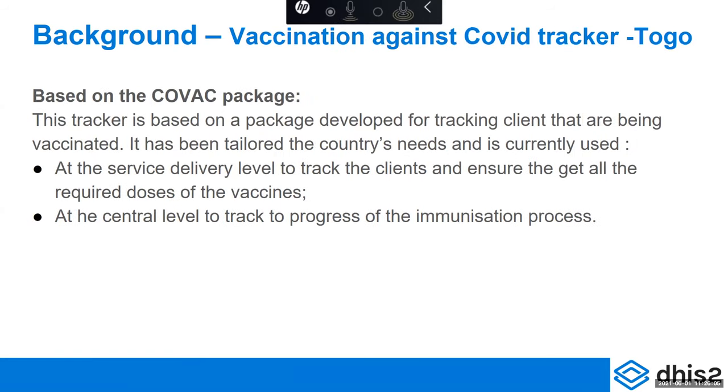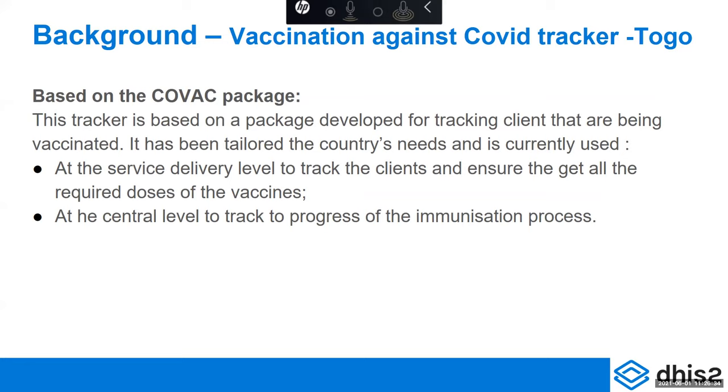For the COVAX package, we build on the COVAX package, and then we tailor it to the country's needs. At the service level, it's used to keep track of people that are going to be vaccinated. So you have a platform where people register, and then after that they get a schedule for their first dose and then their second dose if it's AstraZeneca. At the moment, we mainly use AstraZeneca, so it's two doses, but the others are coming.